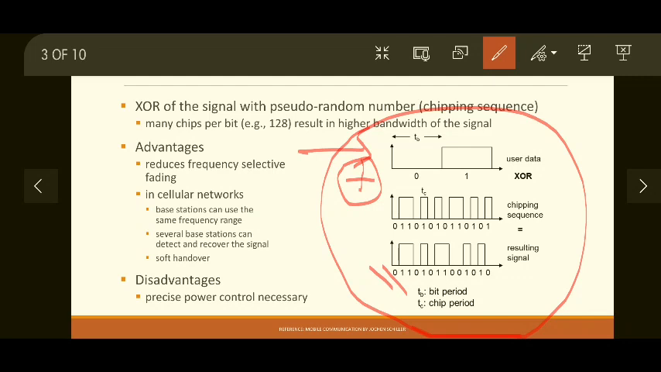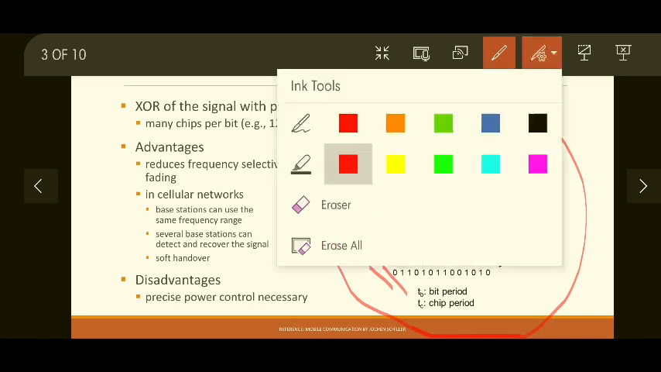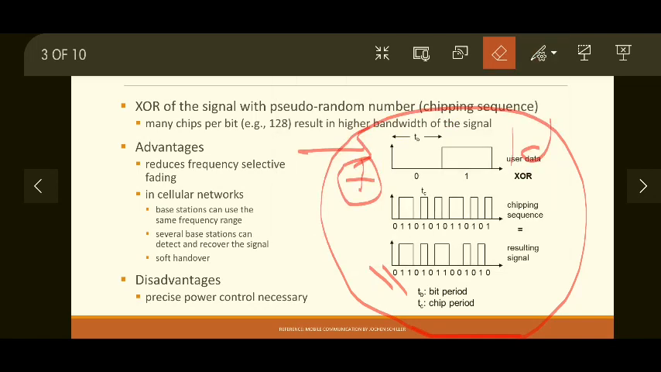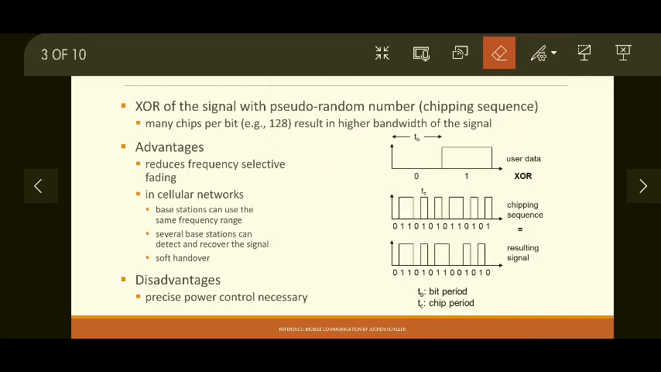So a single data bit of 0 is converted into 7 data bits in the resulting signal. So your user data bandwidth is spread into a larger bandwidth. 1 bit per data is converted into 7 bits per data. So that is nothing but spreading of the signal.